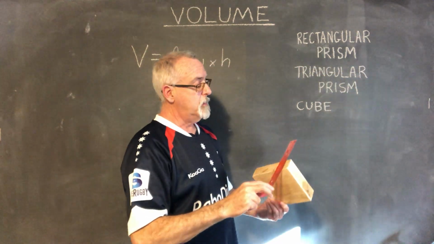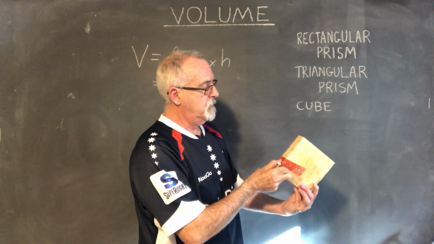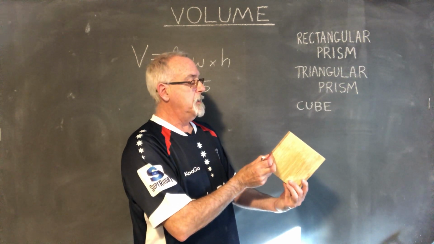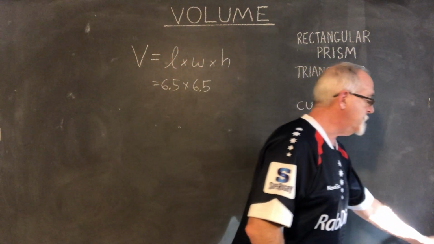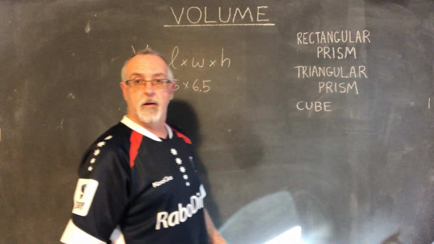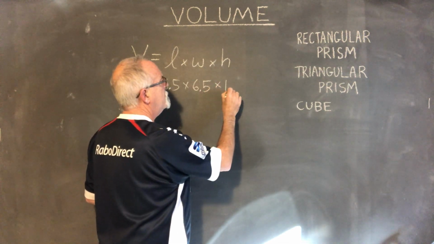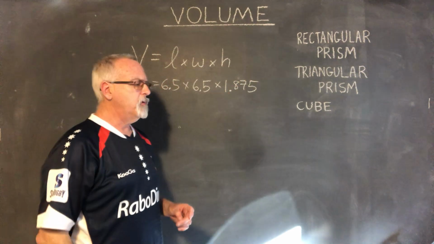But the height is... it's almost 2 inches. It probably was meant to be 2 inches. It's about 1 7/8 inches. But we're not afraid of a fraction or a decimal. So that would be 1.875. 1 7/8 is equal to 1.875.